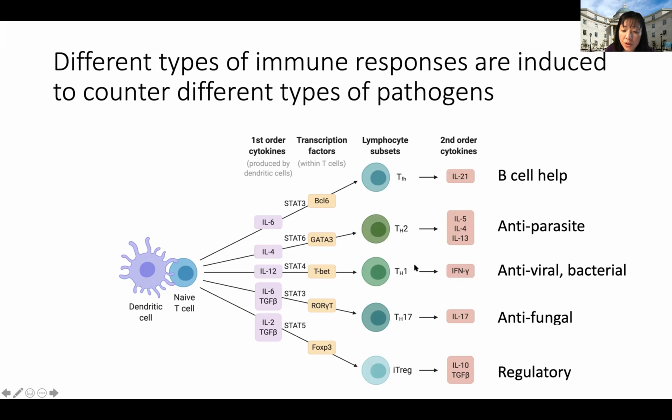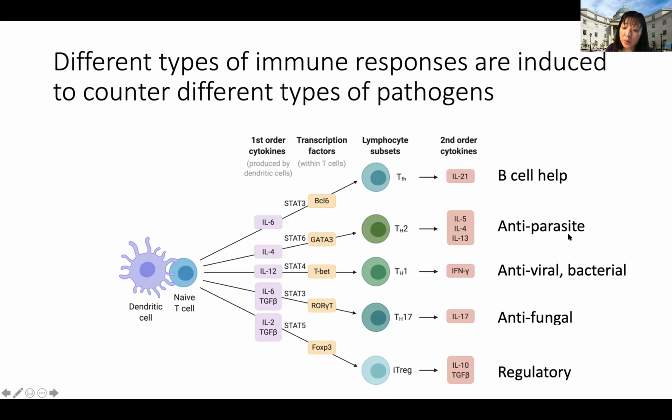Th1 cells, which are optimal for antiviral and antibacterial response. Th17 cells are useful for antifungal responses. And then these are the inducible regulatory T cells, which are important to dampen a hyperstimulation of immune response against pathogens. So these things are usually not induced all at the same time.